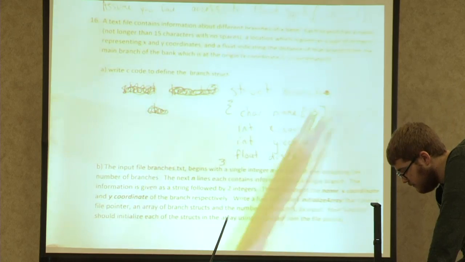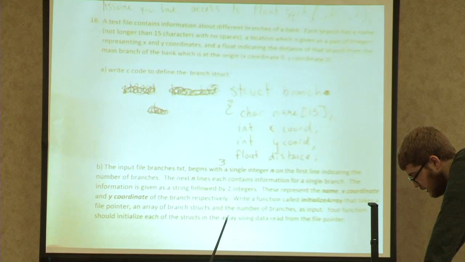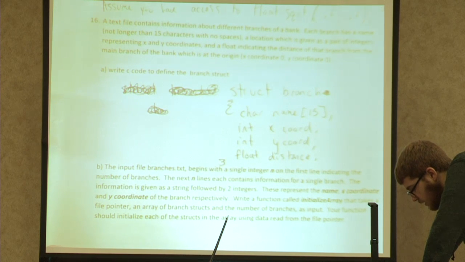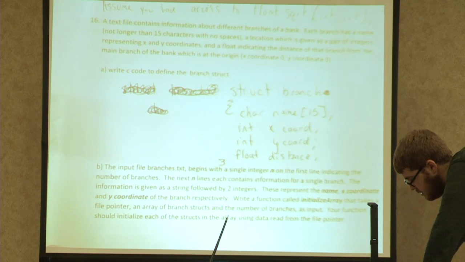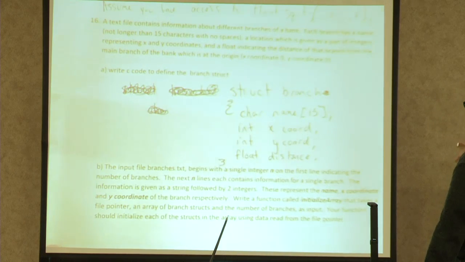Okay, the input file branches.txt begins with a single integer on the first line indicating the number of branches. The next n lines contain information for each branch. The information is a string followed by 2 integers: name, x coordinate, y coordinate. Write a function, initialize array, that takes a file pointer, an array of branch structs, and the number of branches as input. Your function has to initialize everything except the distance.